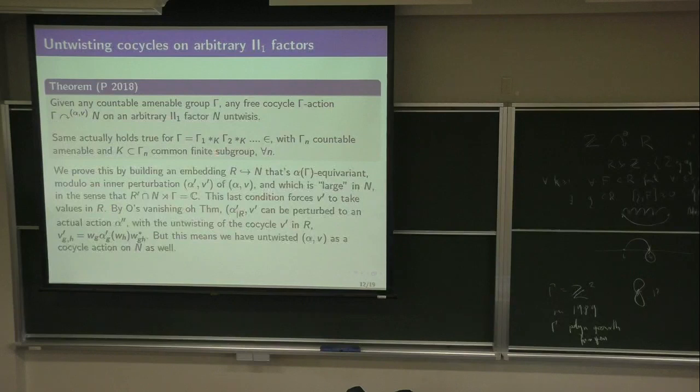And of course, this immediately gives you this more general result: any action, any cocycle action of a group like that, a free product of amenable groups, even with amalgamation over finite groups.